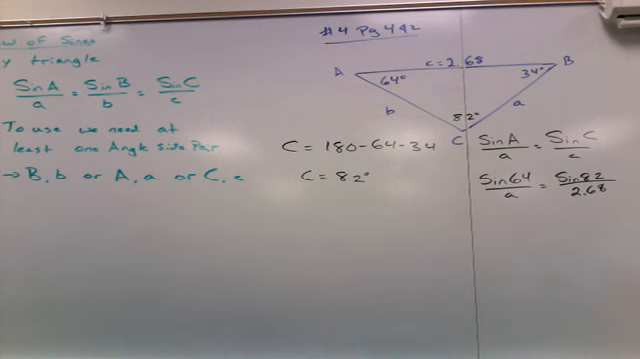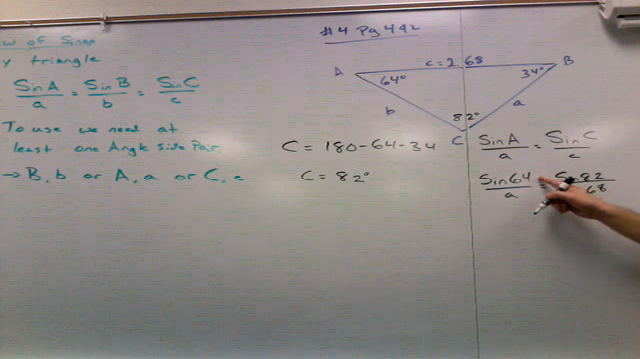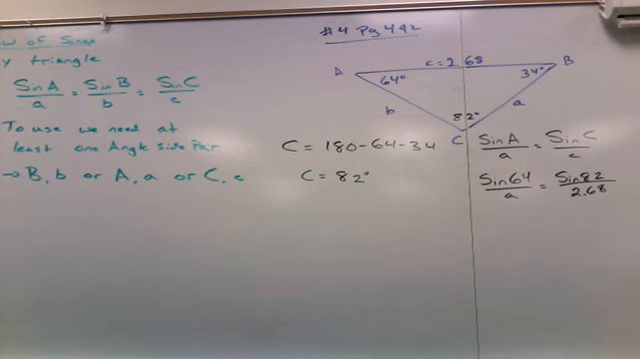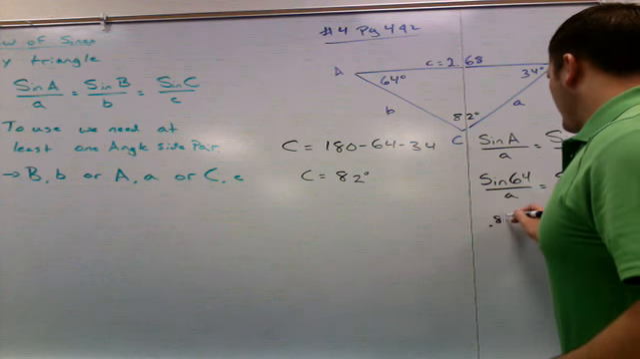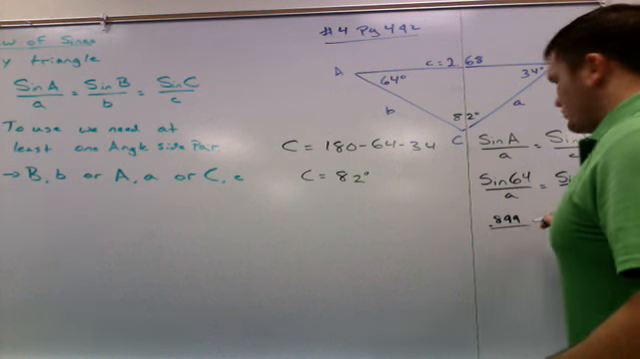Now I said we couldn't use SOHCAHTOA, but can we still calculate sine? Yeah, we can still calculate sine. So our first step here is going to be calculate sine of 64 and sine of 82. Make sure your calculator's in degrees and hit sine 64, sine 82. I heard someone say, what was sine of 64? 0.89. Okay, so we'll call it 0.899.